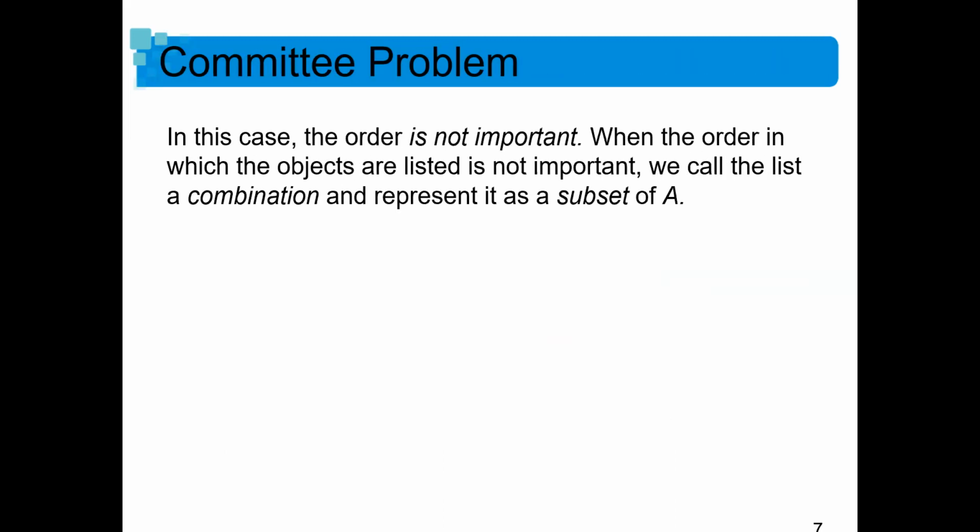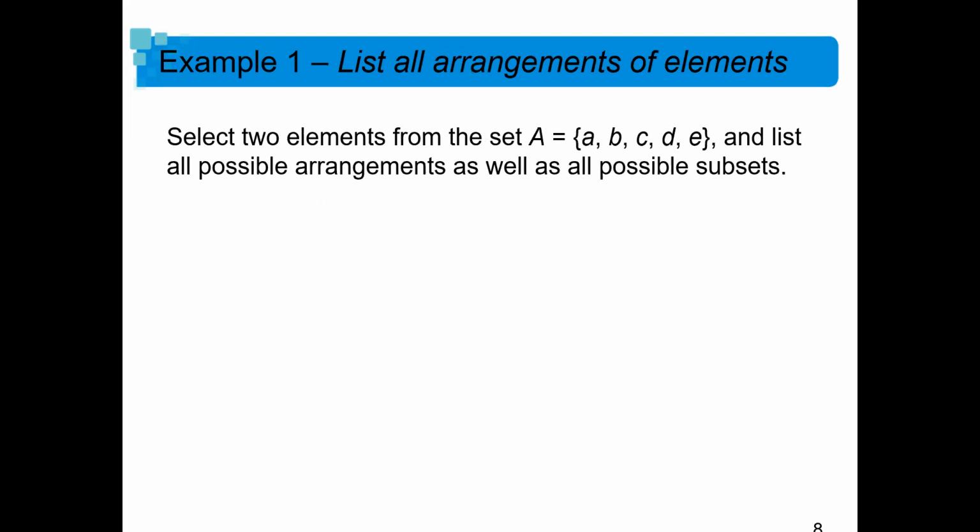When the order in which the objects are listed is not important, we call this list a combination, and it's represented as a subset of A. So we are actually looking for subsets of A. Example: select two elements from the set A equals {A, B, C, D, E}, and list all possible arrangements as well as all possible subsets.